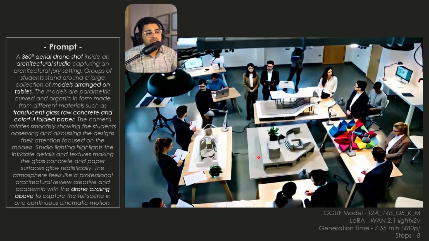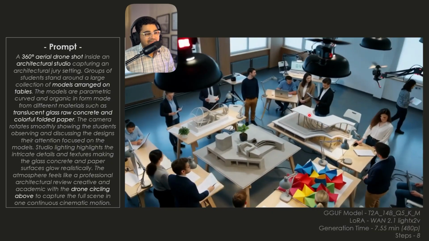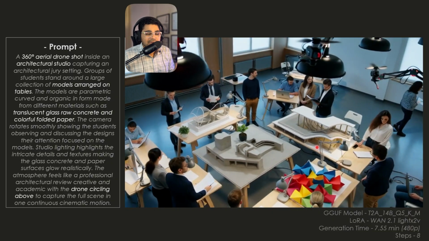Now in this case, I'm saying this is more of an architecture studio where there are architectural models, and people are around it. I've also specified materials. I said translucent glass, raw concrete, and colorful paper model. So let's see the video. And here in this case, I like the architecture that it has made way better than when I say just make an architectural building. This architecture looks really better. I don't know, maybe I need to prompt like this.